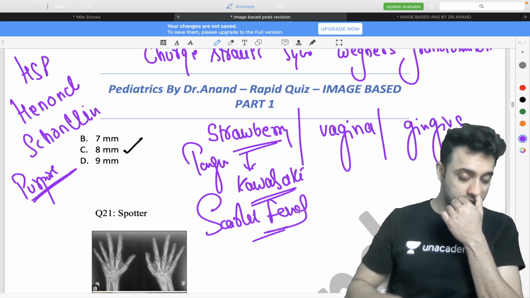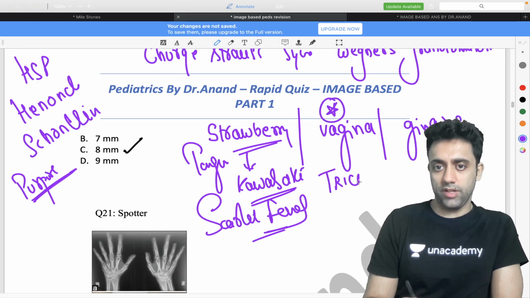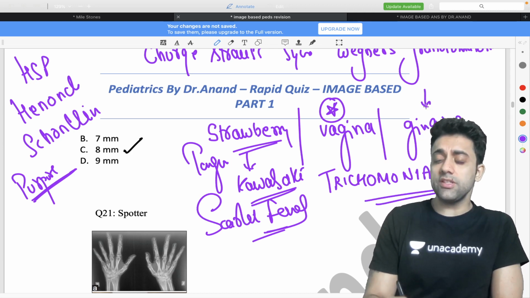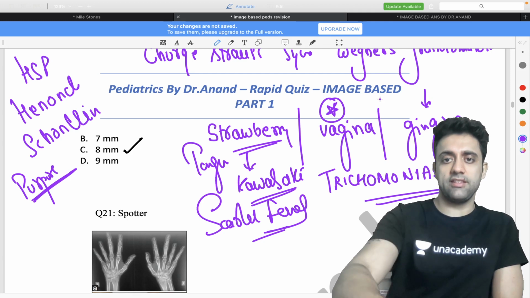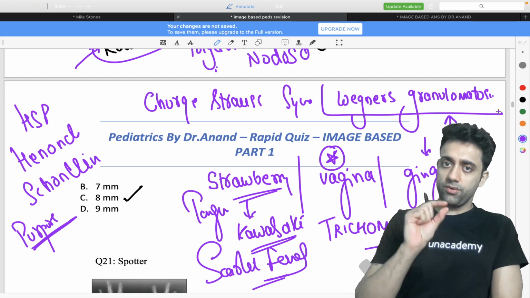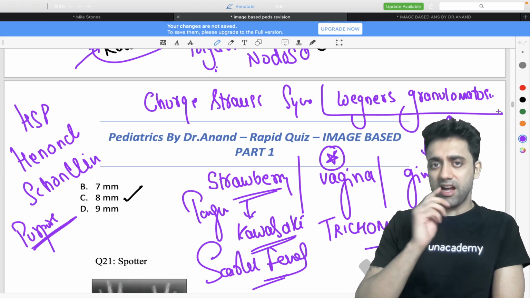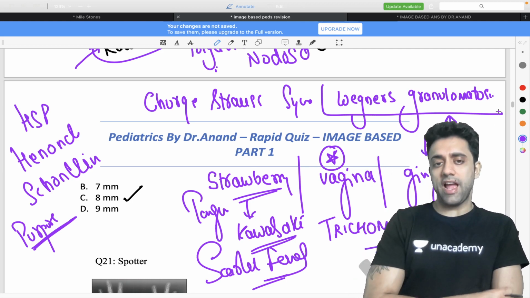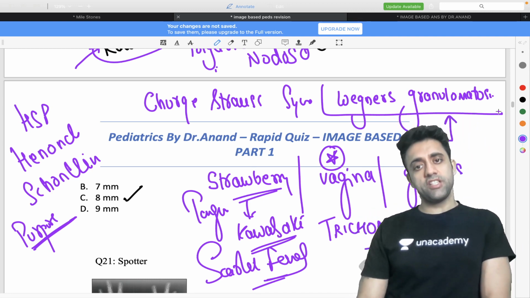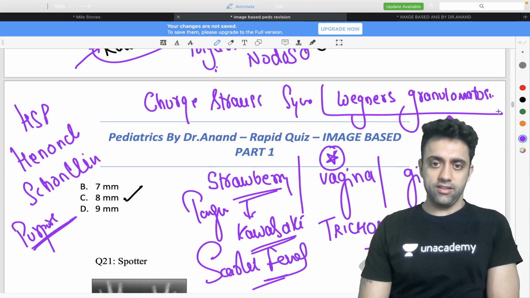It has been an exam question. Strawberry vagina question came in last year's NEET PG exam. Strawberry vagina is seen in trichomoniasis. Where do you see strawberry gingiva? Strawberry gingiva is seen in Wegener's granulomatosis. Remember, gingiva are small, so small vessel vasculitis, Wegener's granulomatosis. So strawberry gingiva you see in Wegener's granulomatosis, strawberry vagina in trichomoniasis, and strawberry tongue in Kawasaki and scarlet fever, and these are the important points.